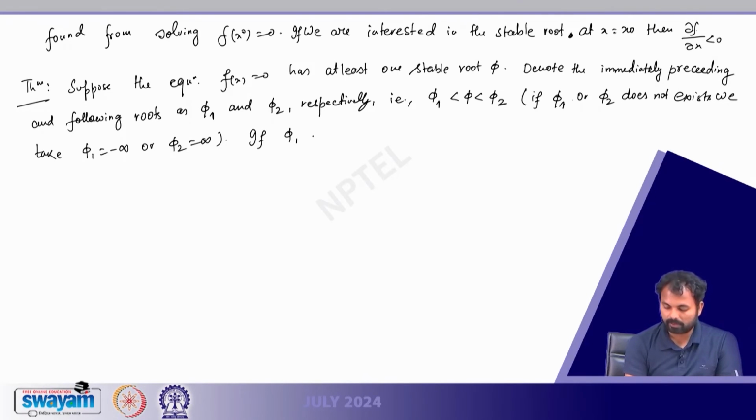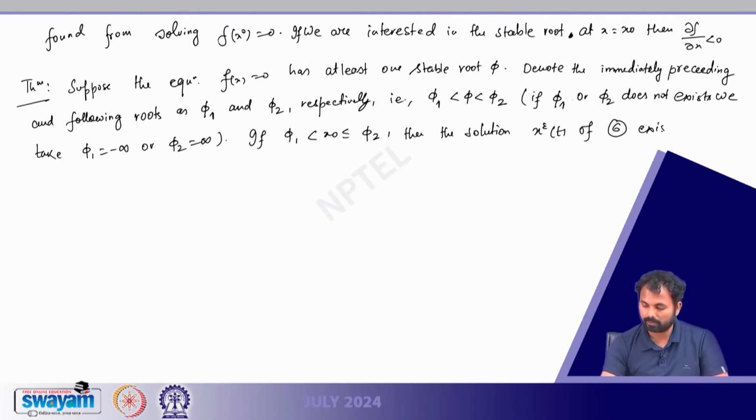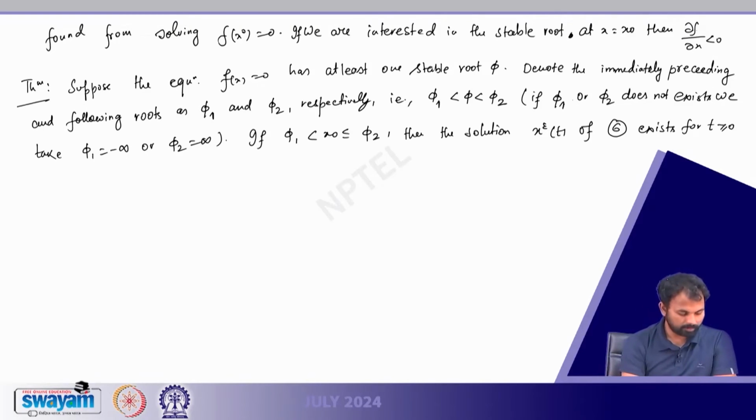If phi 1 is less than x0 less than or equal to phi 2, then the solution x epsilon t of equation 6 exists for t greater than or equal to 0, whereas the limit as epsilon tends to 0 of x epsilon t equals phi where t is positive, right.